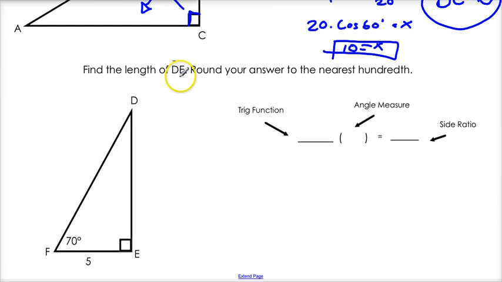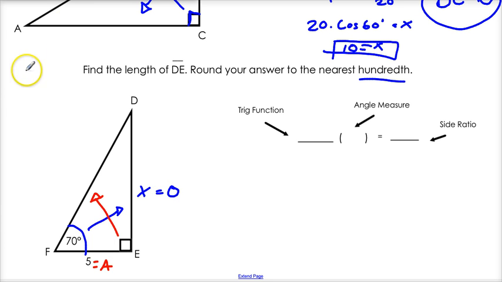We want to find the length of DE. All right, and we're going to round our answer to the nearest hundredth. All right. So DE, we're going to put our x there. And remember, we're going to label what we have. So 70 is right here. Across from it is x, so that is our opposite. Our 90 degree across from the 90 is here. It's our hypotenuse, and we have nothing there. So that means 5 must be the adjacent side. All right, so we have opposite and adjacent.